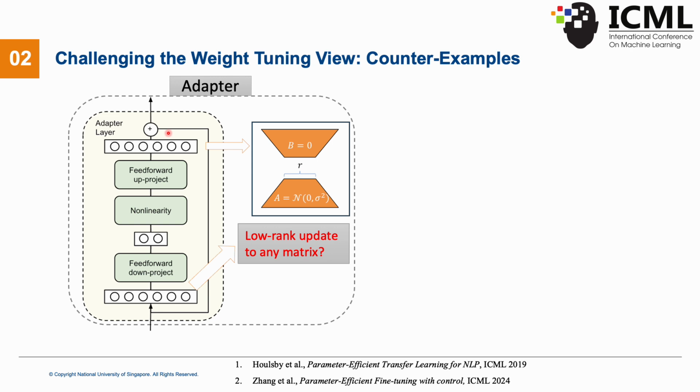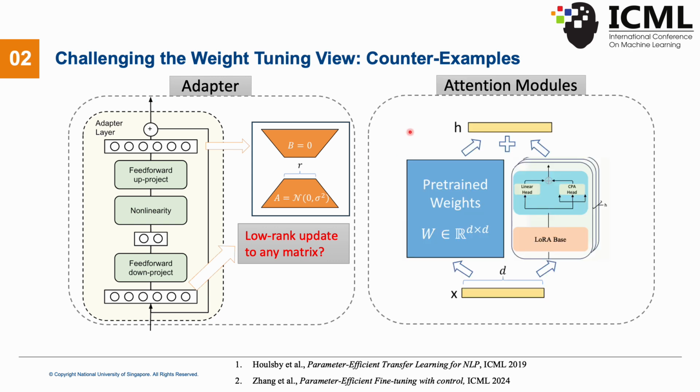In fact, this is not the only counterexample that we can find in the PEFT community. In our 2022 paper, Parameter-Efficient Fine-Tuning with Control, we actually move beyond the low-rank modules completely. We use more flexible blocks like attention or residual blocks, where we still observe very strong performance, even though there is no rank structure here. So this leads to the fundamental question of this PEFT algorithm: are these weight fine-tuning views the only, or the correct, explanation for the PEFT community?